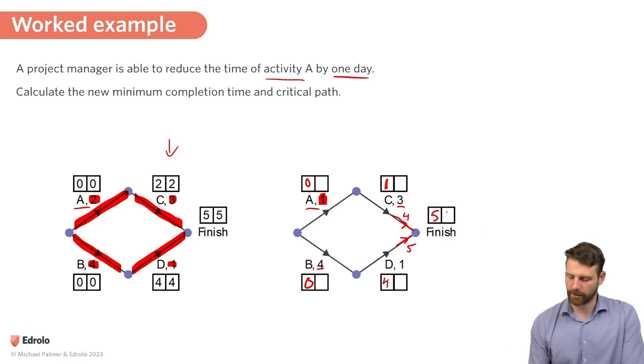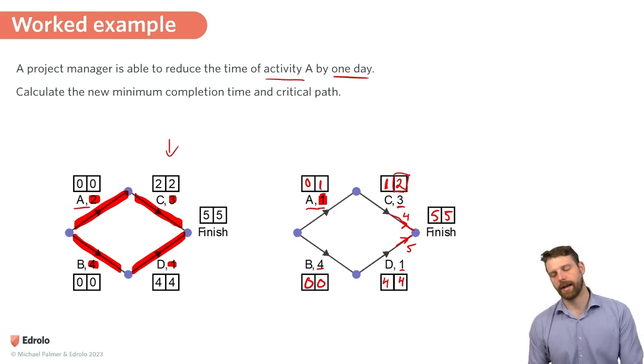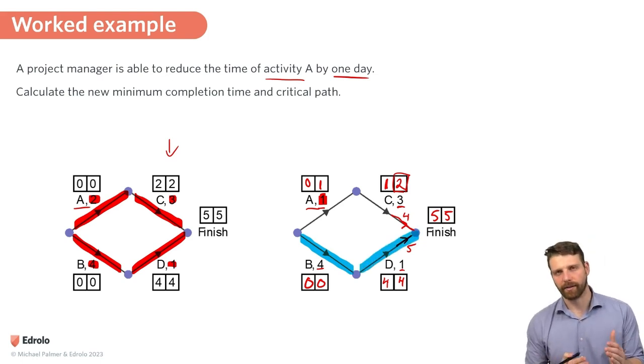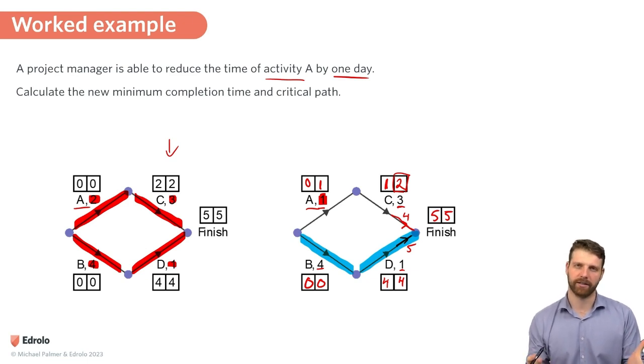Running backwards now, let's finish it off. This is 5. 5 take 3 is going to be 2. 5 take 1 is going to be 4. 4 take 4 is 0. And 2 take away 1 is 1. Okay, so we can see now the critical path has sort of changed. The critical path is now just along the bottom. And because we had 2 critical paths, as in both of them took an equal amount of time, reducing one of them didn't actually speed up the project.